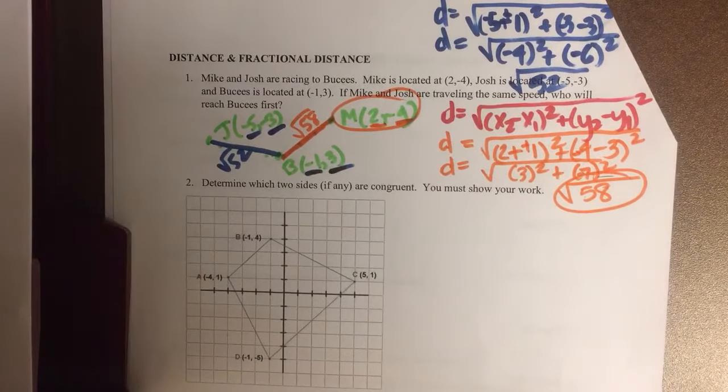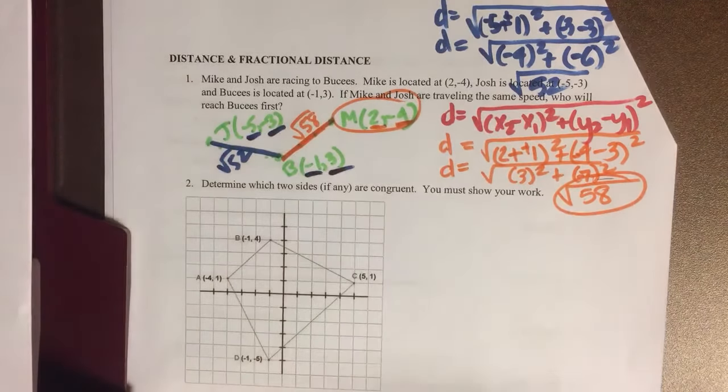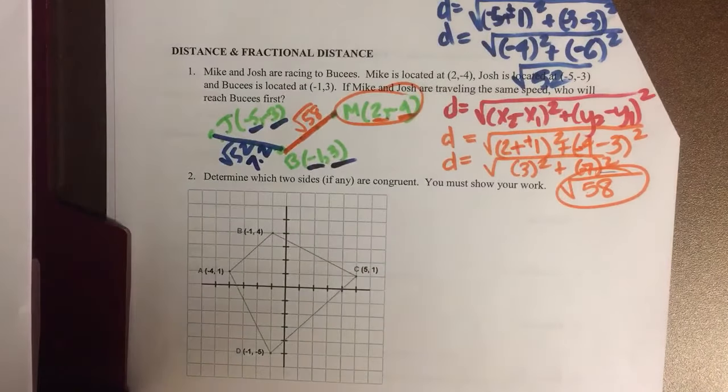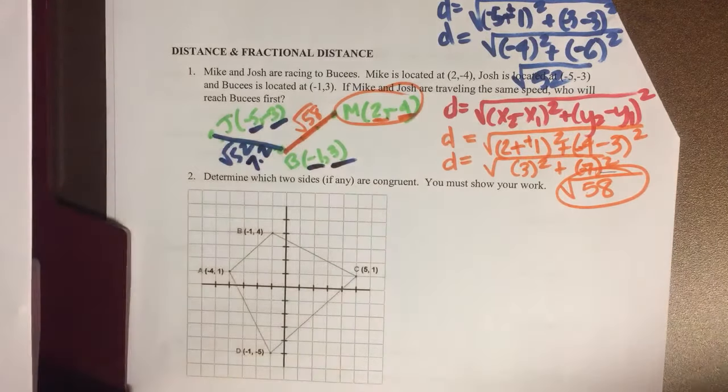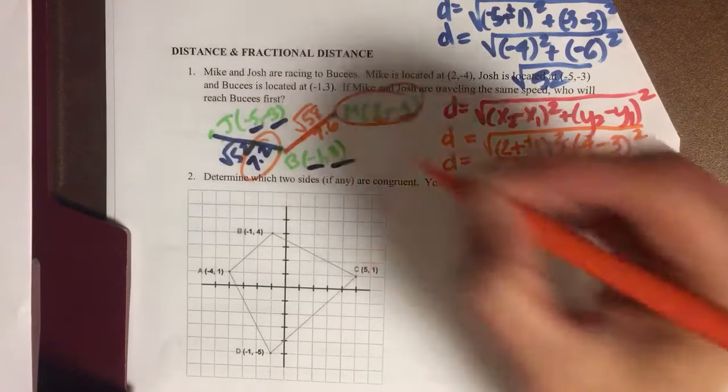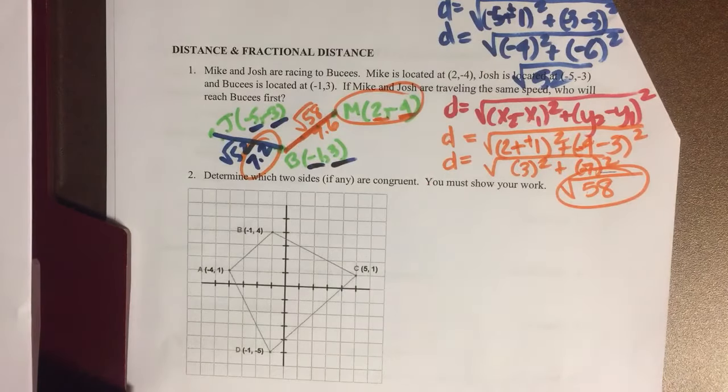So we'll do square root of 52. That's about 7.2. So that's where Josh is. He's about 7.2. And Mike is 7.6. So Josh is closer. He is going to win the race.